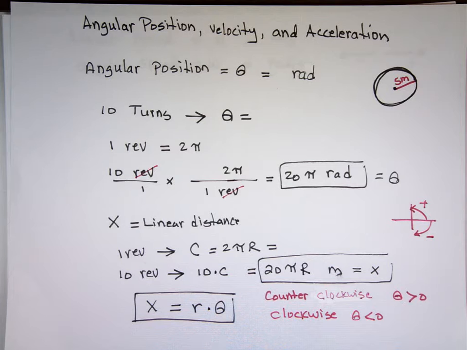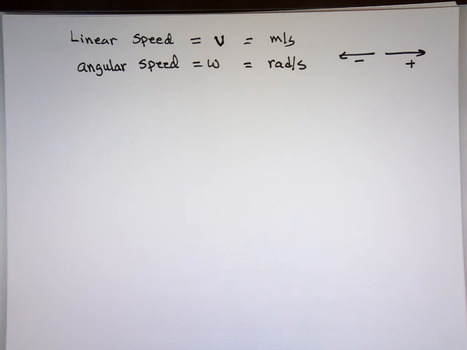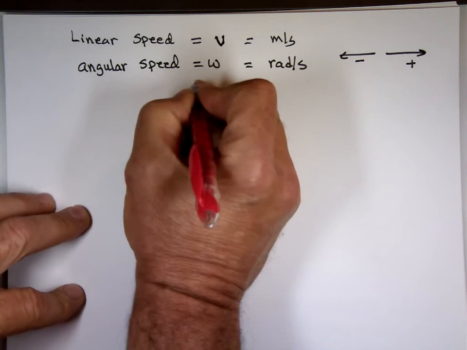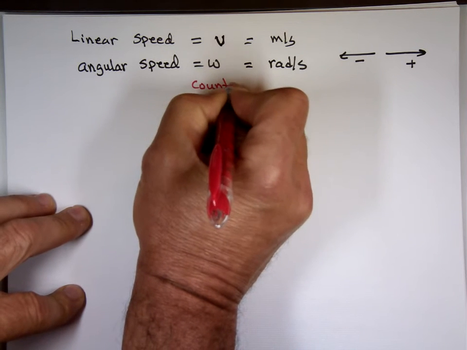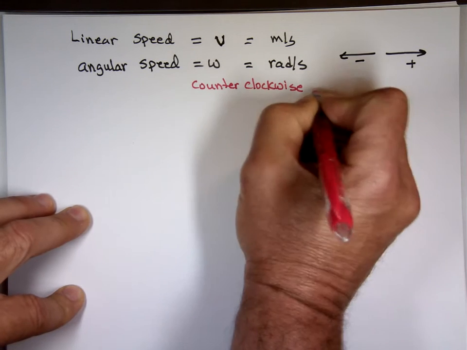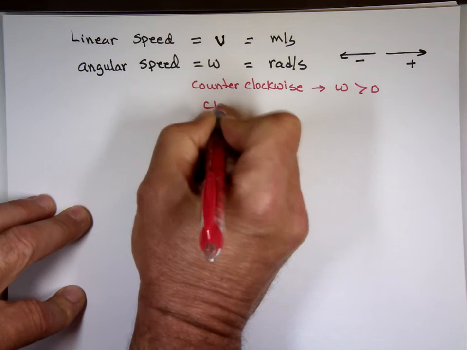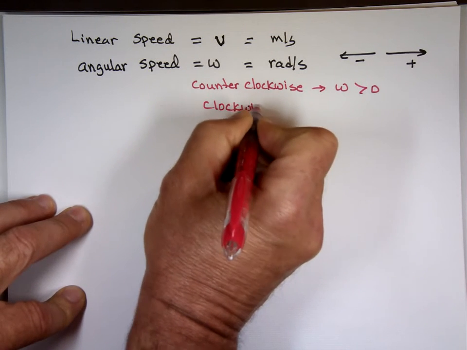The distance is negative. With the speed, the same thing. W, we said we use in radian per second, and it's the same thing. If it is counterclockwise, that's positive. W is positive, greater than 0. And clockwise, W is negative.